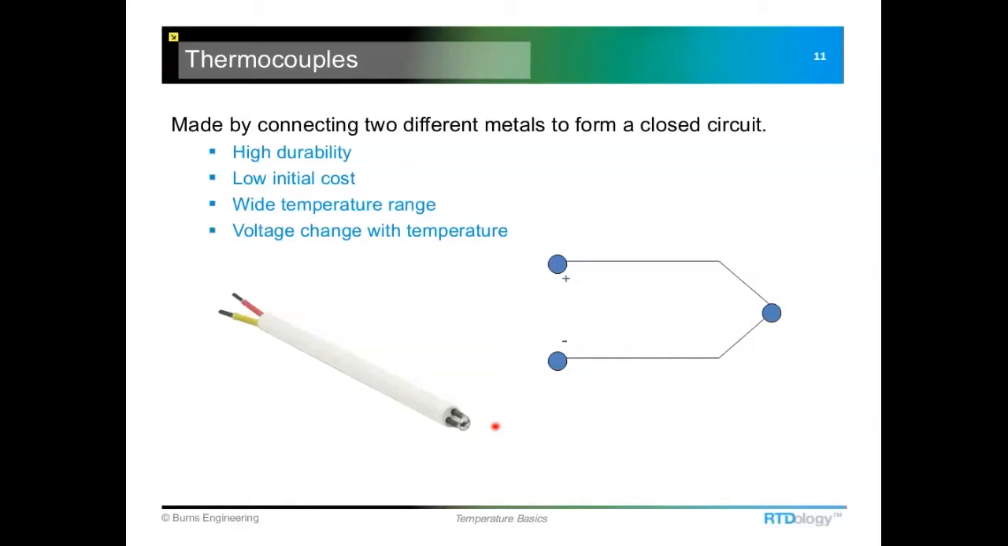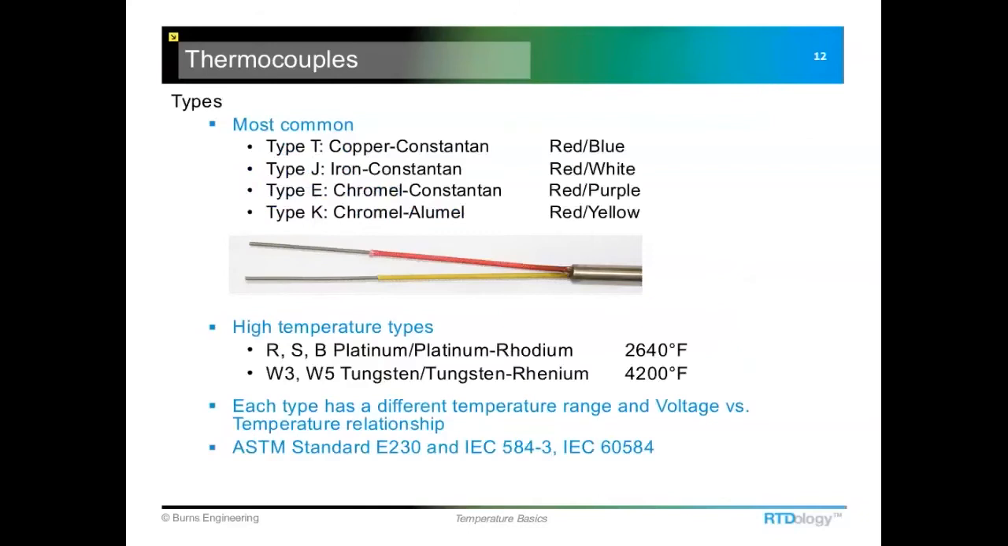The other big advantage with these is that they work over a really wide temperature range. We can go down to probably liquid nitrogen on up to a couple thousand degrees Fahrenheit with a variety of types of thermocouples. Even some of the platinum tungsten rhodium ones go up to about 4200 F. That's about the highest.